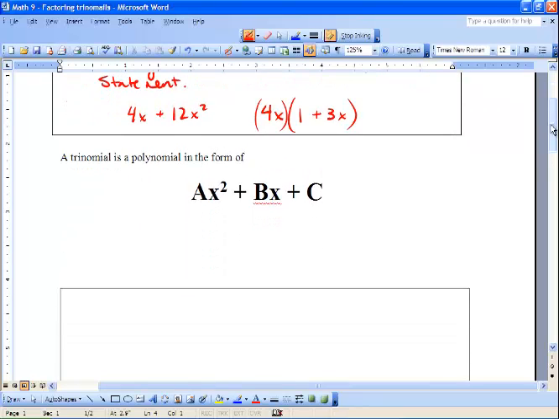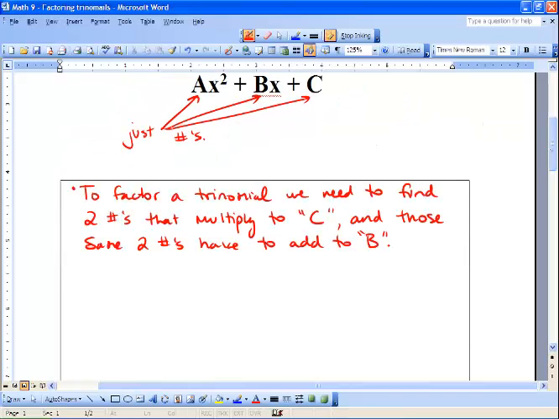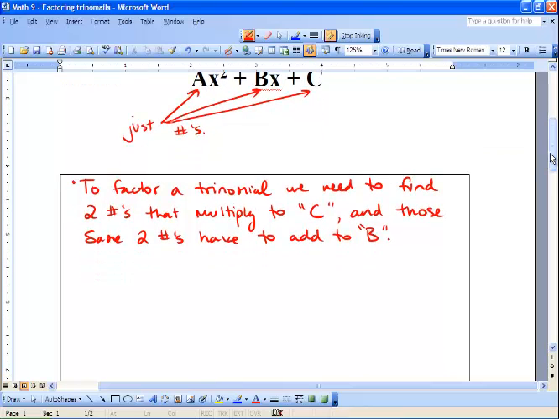Well, what we're going to do today is look at a trinomial. This is a polynomial in the form of a, which is just a number, b, which is just a number, and c, which is just a number as well. These are going to help us to factor or find what multiplies to our trinomial. To factor a trinomial, we need to find two numbers that multiply to c, and those same two numbers have to add to b.